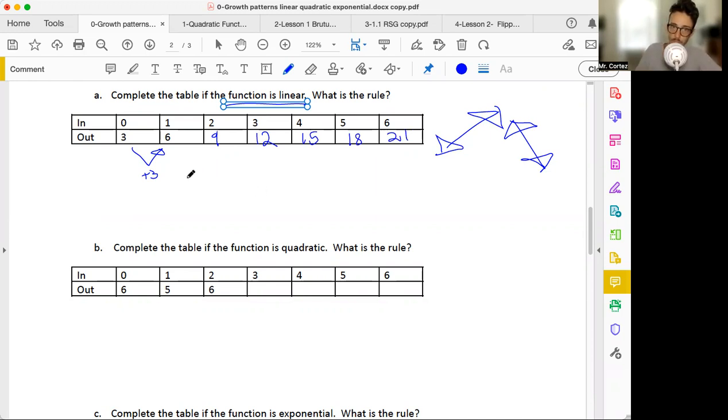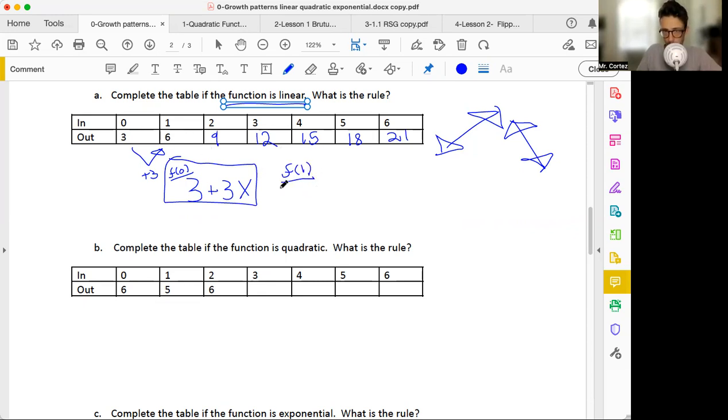So as far as the rule, we started at 3 and we kept adding 3 x times. So you could say that this is f of 0 plus 3 times x. So that's one way you could write this rule. But don't let that stop you. Maybe challenge yourself. Think of how many ways you could write this out.